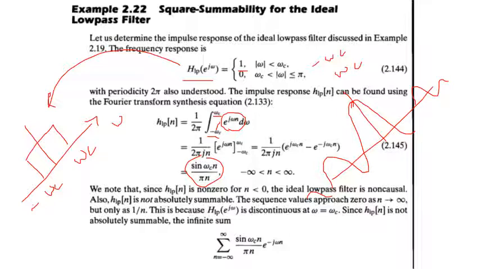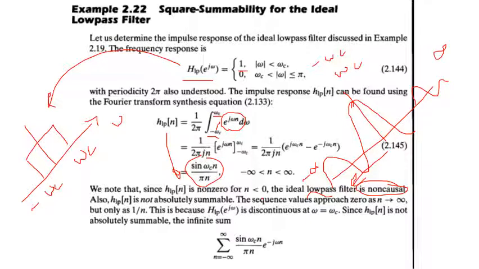We note that h low pass is non-zero for n less than 0. The ideal low pass filter is non-causal. So the impulse response is non-causal. As I've told you, if the impulse response exists on the negative side, it is non-causal. Also, h low pass is not absolutely summable because the sum goes from minus infinity to infinity.